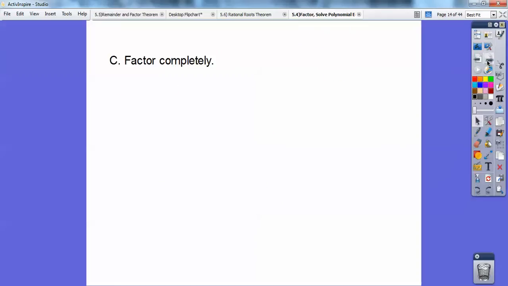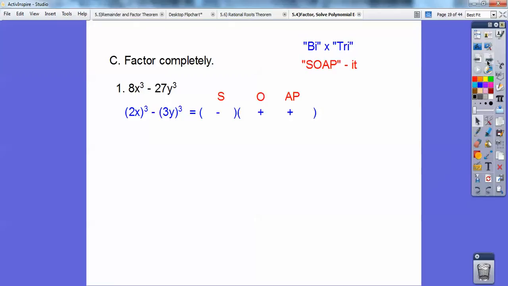Here's a factor completely. Here's the difference of cubes right there. If you can recognize that's 2x quantity cubed minus 3y quantity cubed, then we go bi times tri, and then SOAP it: same sign, opposite sign, always positive. Then put the cube roots in there. Then square the 2x and it goes here, so 4x squared. Square the 3y goes right here, so 9y squared, and then multiply 2x times 3y is 6xy. There it is. It's all factored right there.